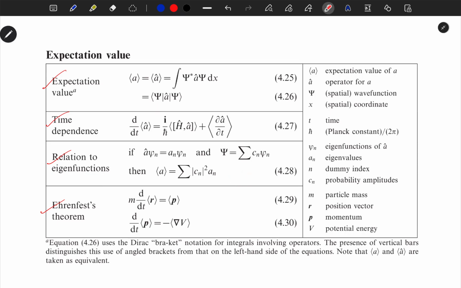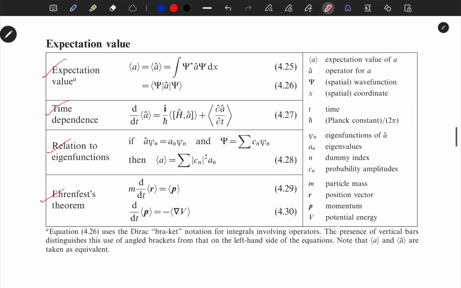Ehrenfest equations, the first equation deals with the momentum. The expectation value of momentum will be m times v, so m times the change of the expectation of r with respect to time. The second term contributes to force: the change of the expectation of momentum with respect to time equals minus the expectation of grad of V. These are the two formulas of the Ehrenfest theorem.